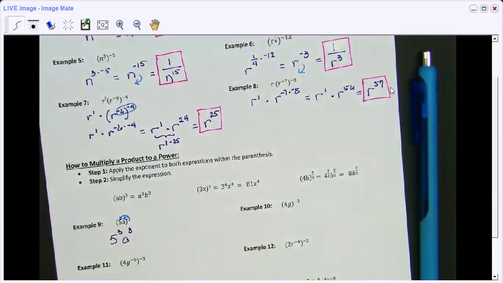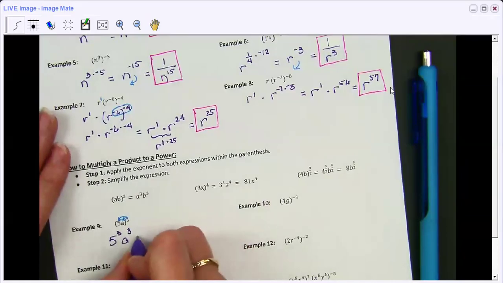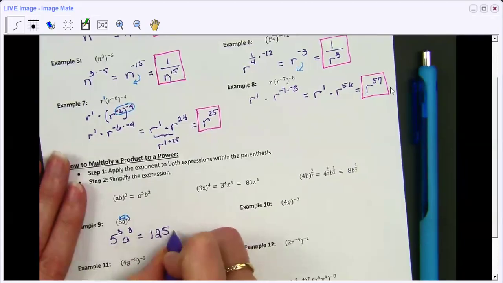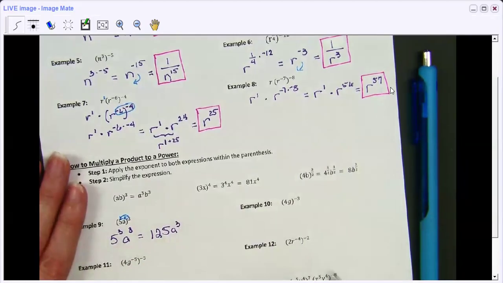And you do need to simplify this out. If you need to use your calculator, you can. 5 to the power of 3 is, anyone know? 125 a cubed. And that is your answer.